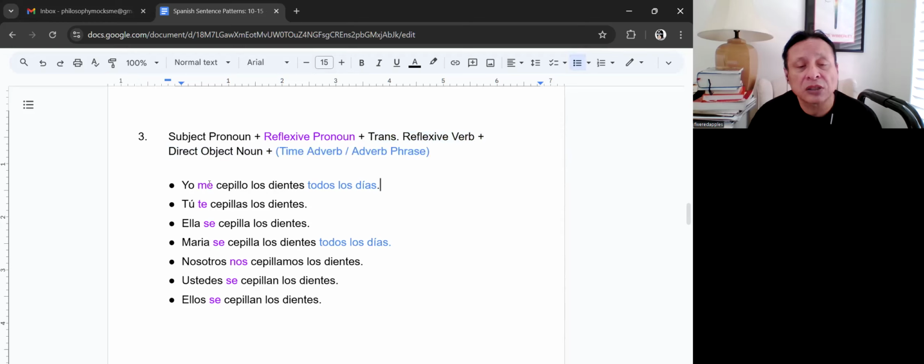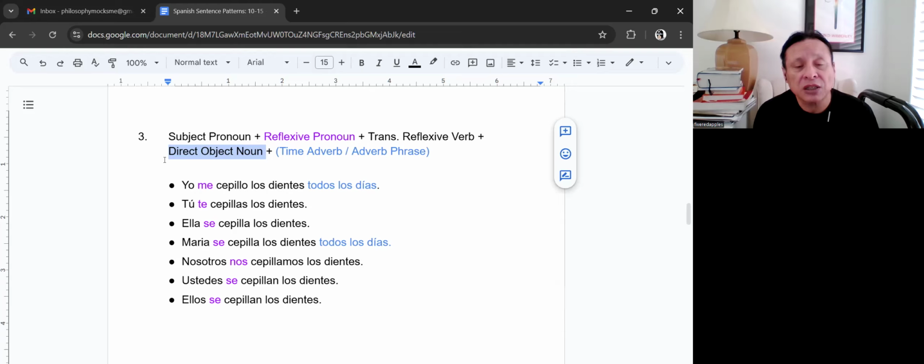Transitive. And for the example, we're going to use cepillarse, which is to brush oneself. So cepillar is to brush, like your teeth here. Okay, so yo me cepillo. Once we get the verb cepillarse, it's a reflexive verb, and here we're using it as a transitive. So we're going to have a direct object noun because it's a transitive verb now. What is it that you're brushing? You're brushing your own teeth?